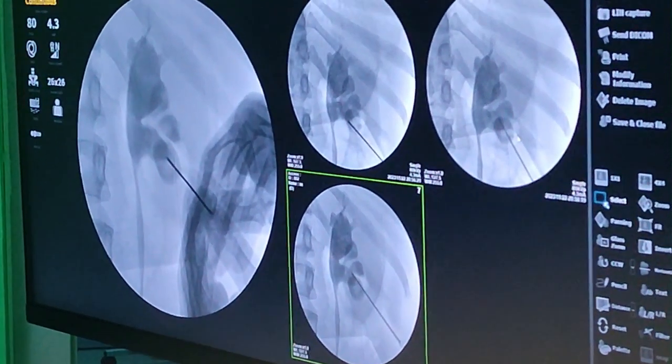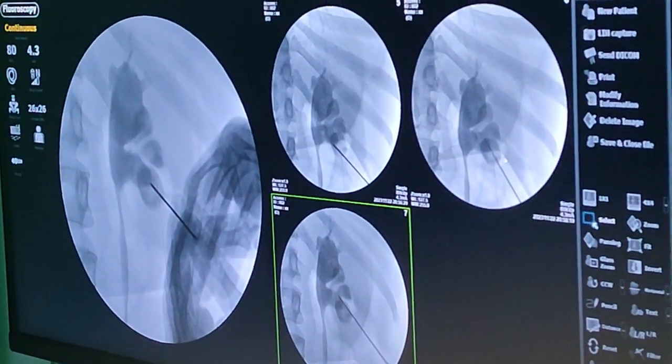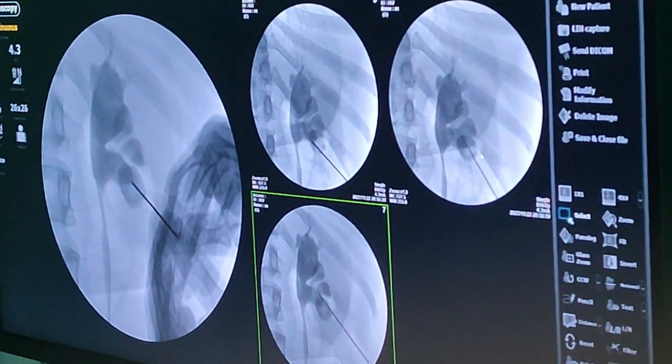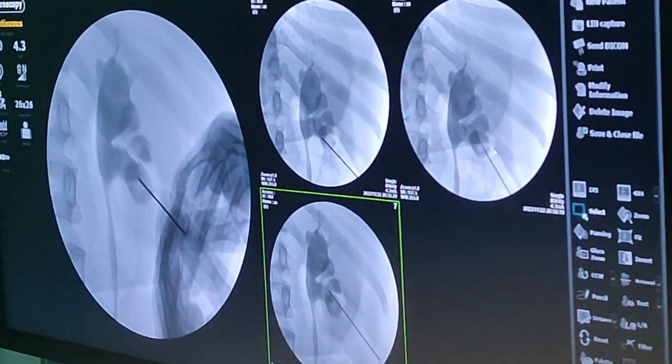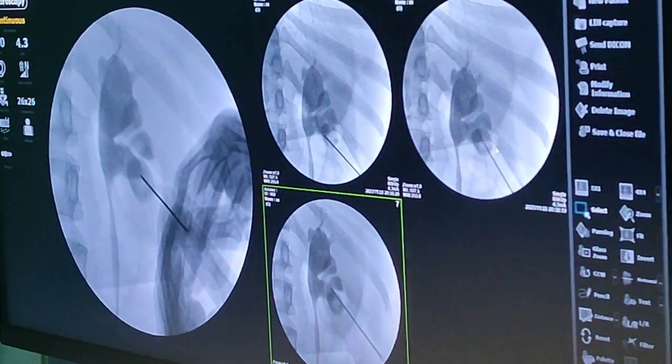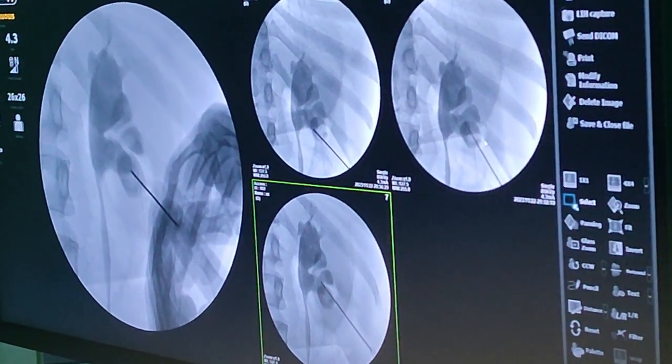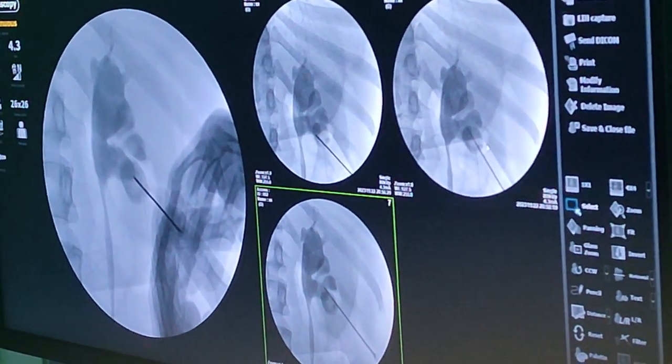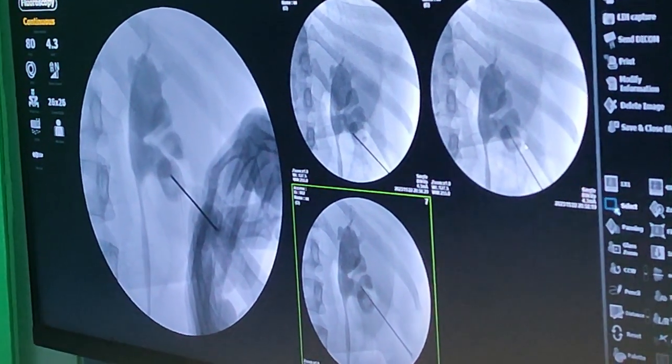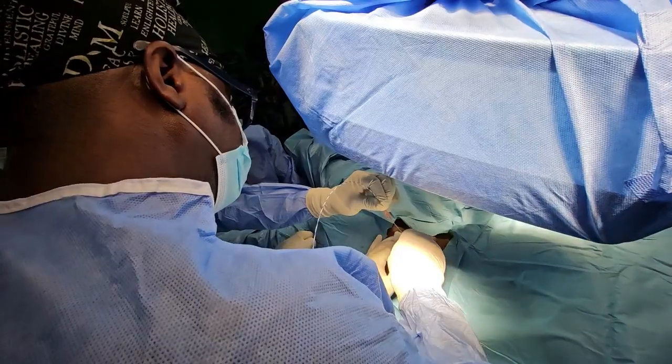You can see I pushed the stone in. Did you see it? You have pushed the stone. Yes. So, I pushed the stone in. Okay. The stone was blocking it. Can you see? Under the fluoroscopy, you can see the stone.